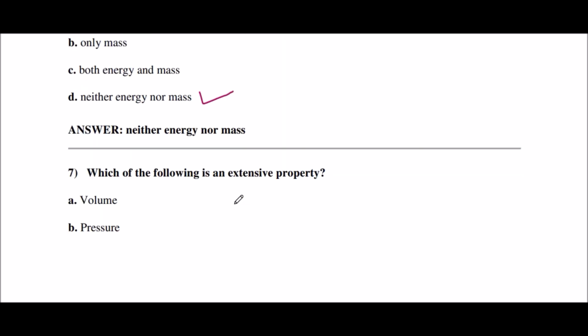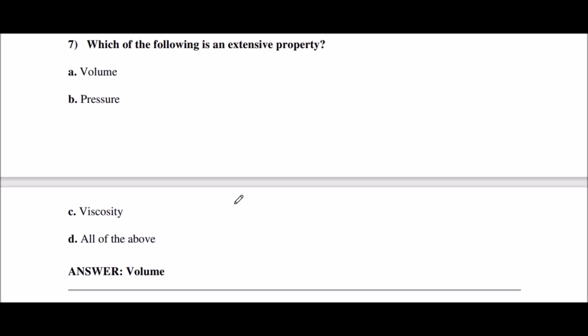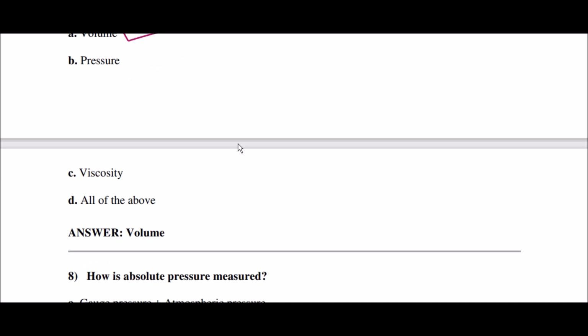Next question. Which of the following is an extensive property? Option A, volume. Option B, pressure. Option C, viscosity. Option D, all of the above. Right answer is option A, volume. Volume is an extensive property.